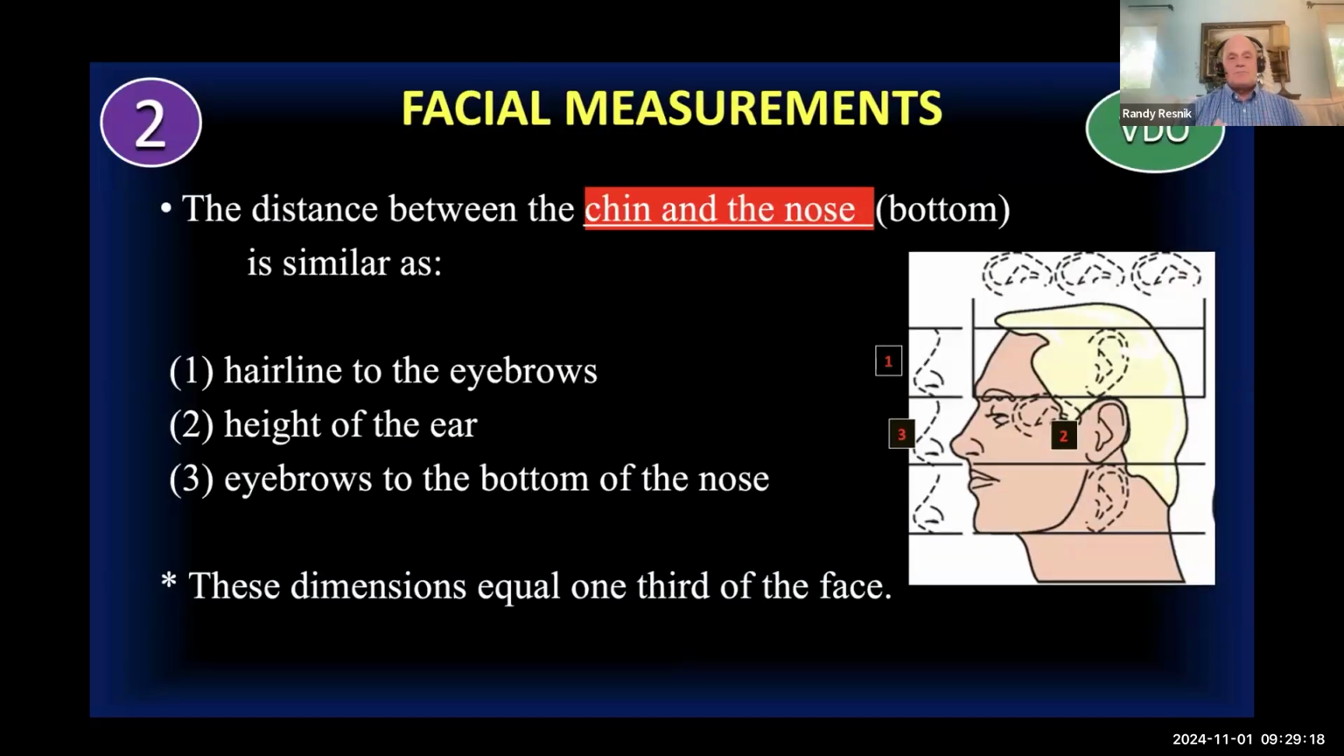There's other types, and in our textbook, I probably have about 30 different facial measurements that you can use. This is just another one that's a lot more common, where you measure the distance from the chin to the nose, and that should equal the distance from the hairline to the eyebrows, the height of the ear, and the eyebrows to the bottom of the nose. So basically, these dimensions are all equal, one third of the face, and this is just another use of facial measurements.